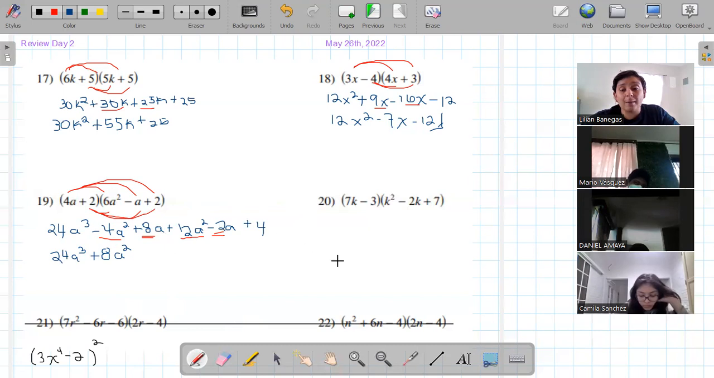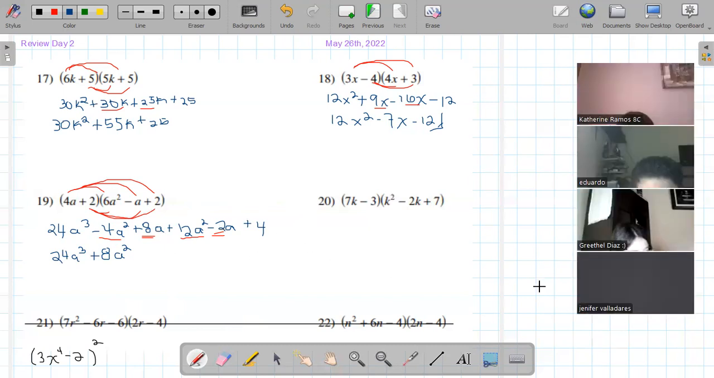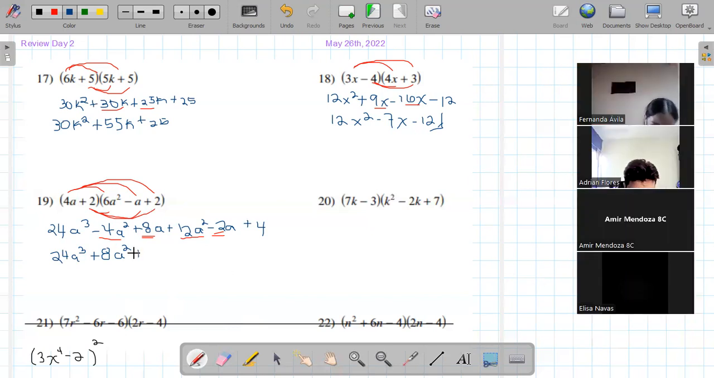Now 8a minus 2a is positive 6a. And I copy the plus 4, because I don't need to do anything else with that one. And as you can see, none of them are like terms. Therefore, that's my final answer.